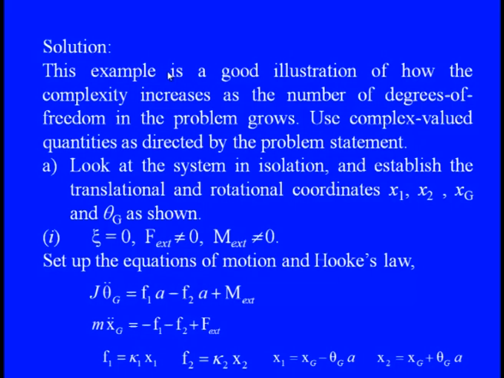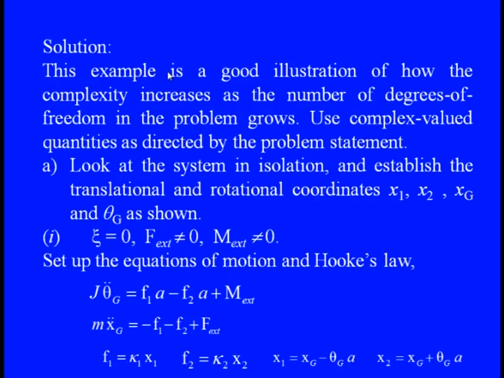So in that we can say that when the degrees of freedom are increased, we know that the complexity in solving the problem increases. So first we have the two main coordinate systems where the movements are. One is the translational, where you see x1 and x2 because of m and j. Second is the rotation, so xg and theta g are there for the rotational features. The first case was where zeta is 0, but F excitation and M excitation are present.